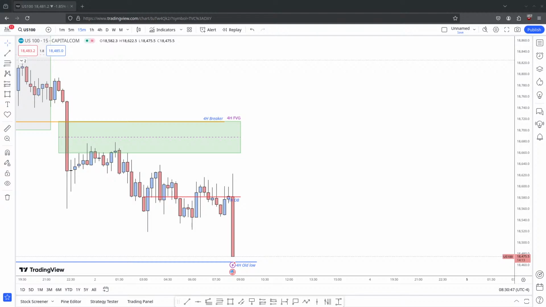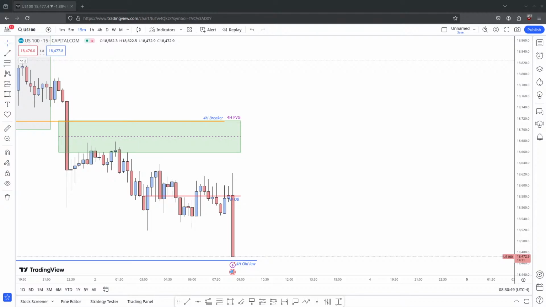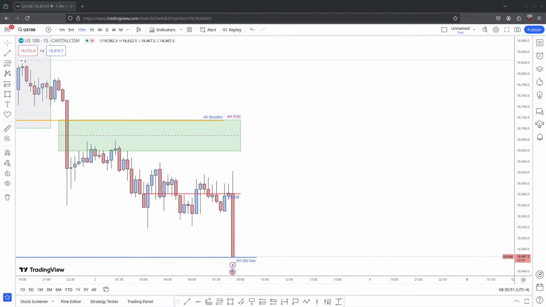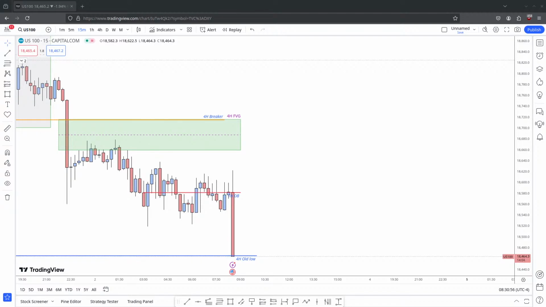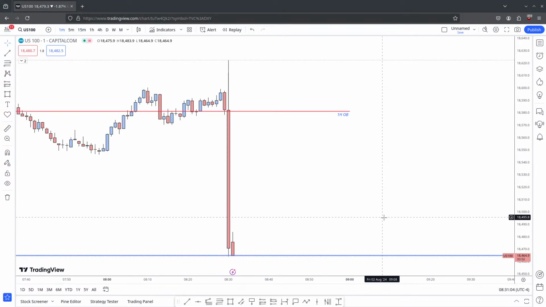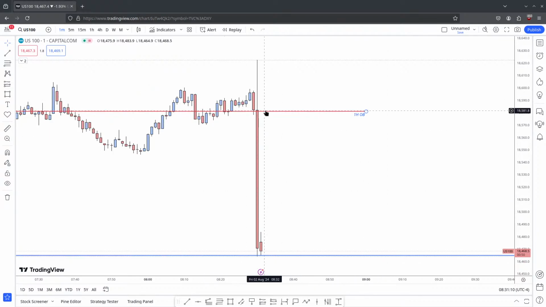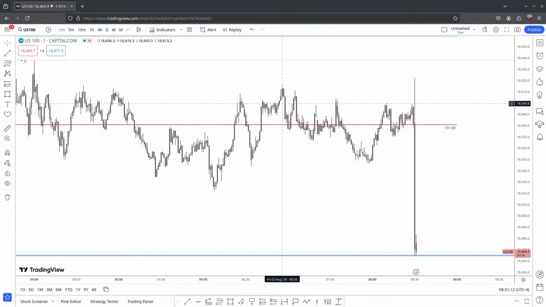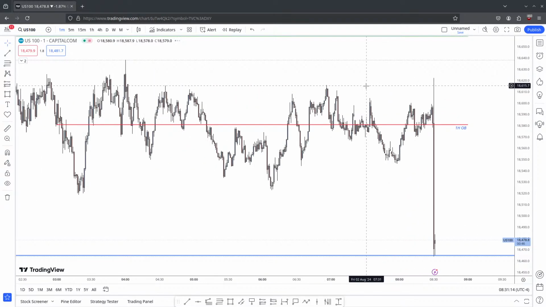Seems like dollar is rallying along here. US 30 took out its 1-hour equal low and it tapped into its daily equal low. There's your 4-hour equal old low there. Tapped into that right now. Look at how nicely we closed there after taking out these highs here.